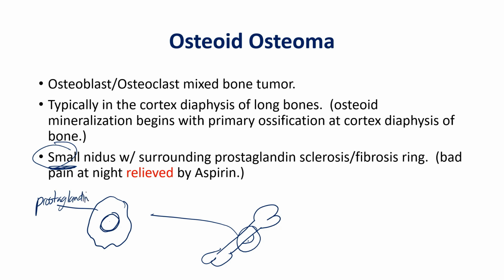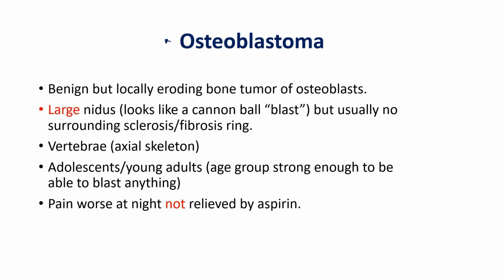Now, look how important this is. The patient will say, I've had bad pain at night, and you'll ask, did you take aspirin, or salicylates of any type? They'll say yes, and it made it better. The reason it's making it better is because it has this sclerotic, fibrous periphery around the nidus that has so much prostaglandin in it, and aspirin can decrease your prostaglandins through the arachidonic pathway that we talked about. That's why in an osteoid osteoma, aspirin will help relieve some of the pain that's worse at night, whereas in osteoblastoma, the pain is still worse at night, but it's not helped by aspirin. That's a very defining characteristic.